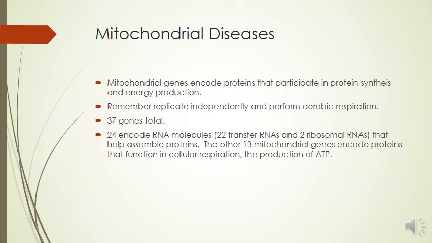There are 24 of those genes that encode for RNA molecules, 22 for transfer RNAs and 2 for ribosomal RNAs. Remember that the transfer RNAs and the ribosomal RNAs work with the messenger RNAs for protein synthesis. The other 13 mitochondrial genes encode proteins that function in cellular respiration and the production of ATP.